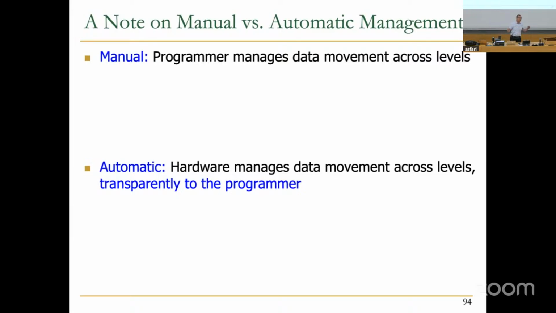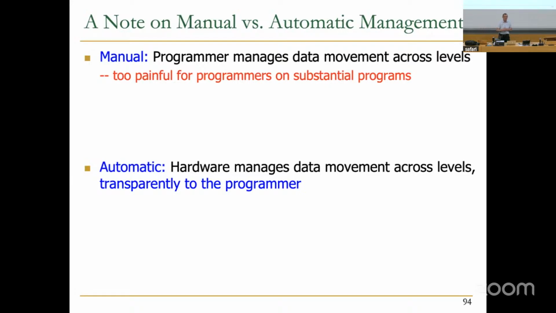In general, when we talk about cache today, it's a hardware cache. That's kind of the assumption in general, but that's how I defined it also, right? Automatically managed by the hardware. Software can also manage it. But manual means the programmer manages data movement across levels of the cache hierarchy. This still exists actually in GPUs. I'm going to show you very quickly. But usually it's too painful for programmers, especially on substantial programs.